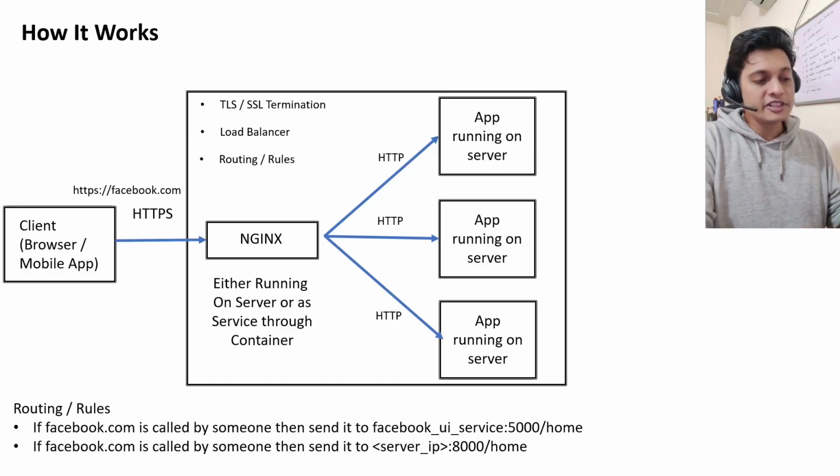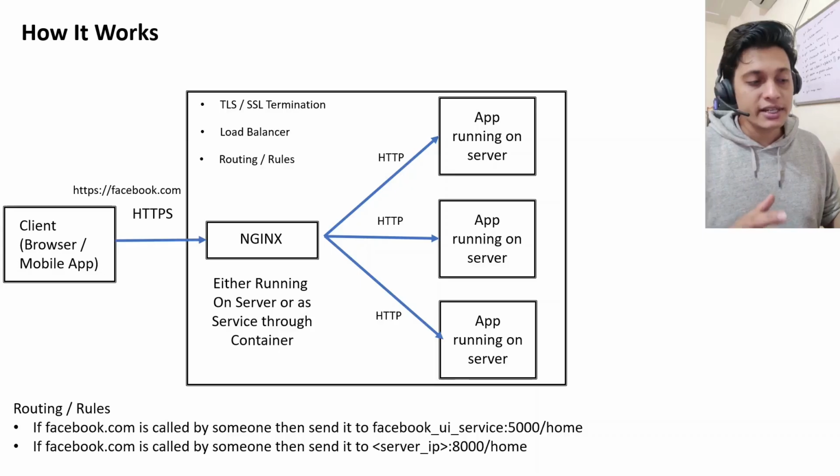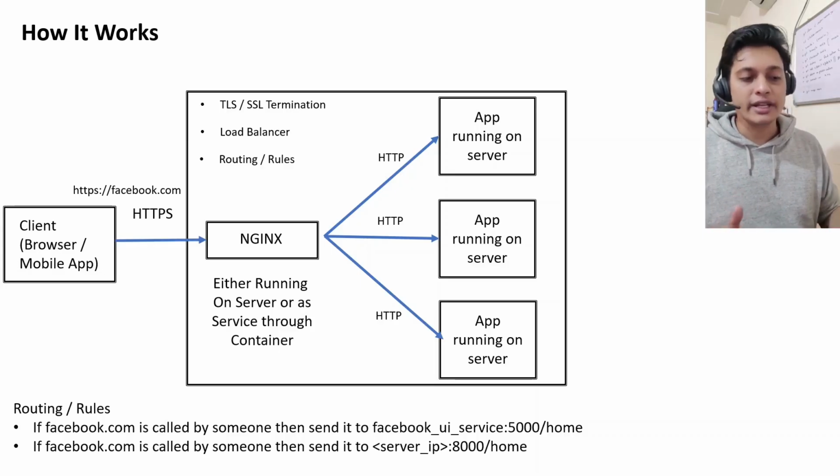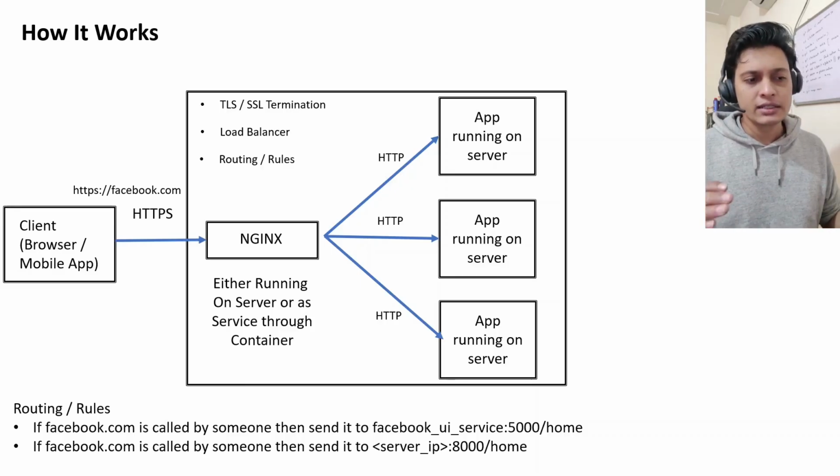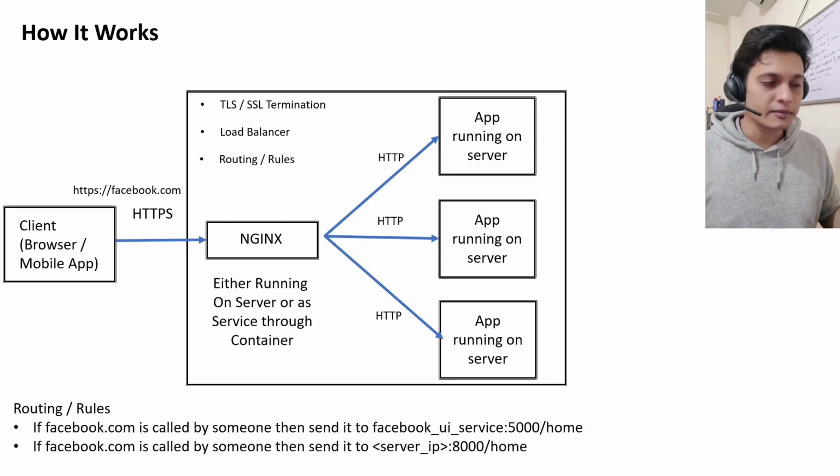And if facebook.com is called by someone, then send it to the server IP:8000. Let's say you didn't create any kind of service. All you have is just a running server and an application running on it. So you can define that server IP as well, server IP:8000/home. That will also work.